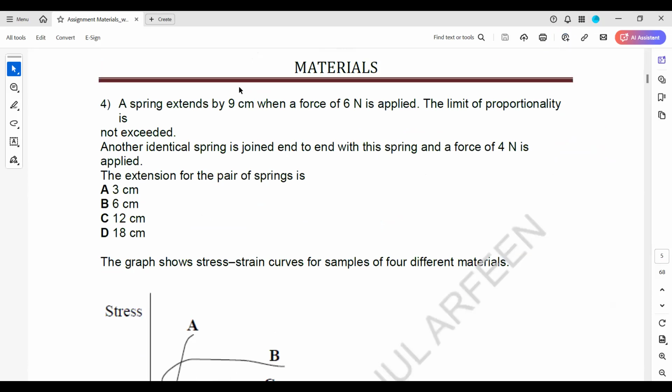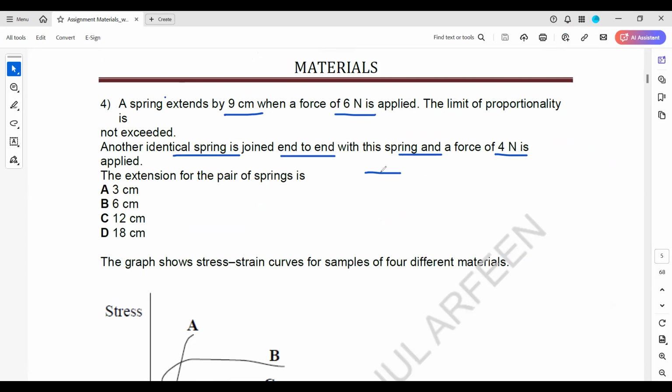In question 4, a spring extended 9 centimeters when a force of 6 Newton is applied. The limit of proportionality is not exceeded. Another identical spring is joined end to end with this spring. A force of 4 Newton is applied. What will be the extension of the pair?